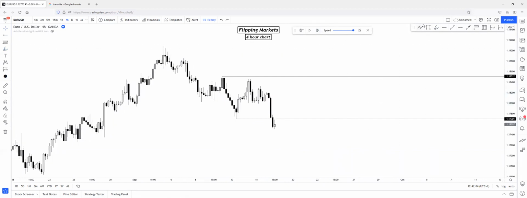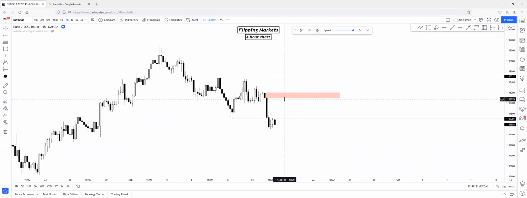So we have a new supply zone because it created inefficient movement and a break of structure. It actually didn't sweep any liquidity, but this is a really huge inefficiency. So this will be a valid zone. So let's just mark out the candle.